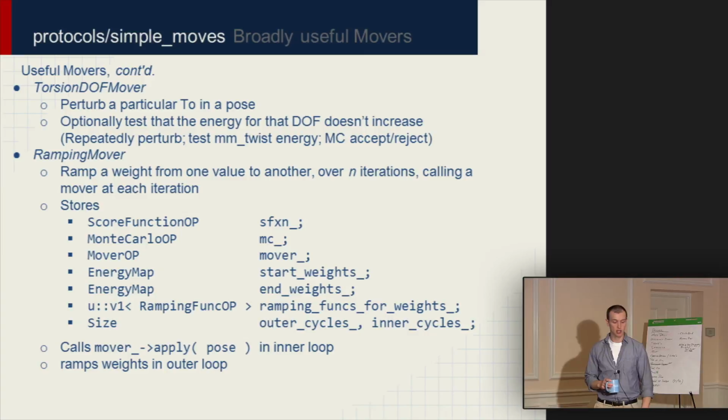So back to the torsion DOF mover. This class, you give it a particular DOF, a particular torsion that you want to change, and it makes a perturbation on that DOF. I think that's supposed to say a particular torsion. So part of its behavior is that you can optionally test that the energy for that DOF doesn't increase. So what it does is it tries to find a perturbation where it computes the energy for that torsion, and then uses a Metropolis accept or reject criterion.